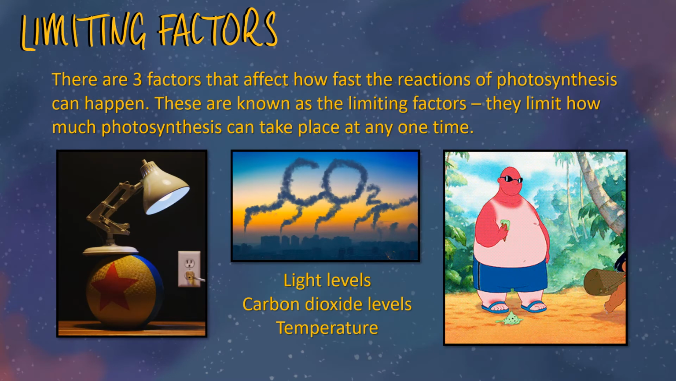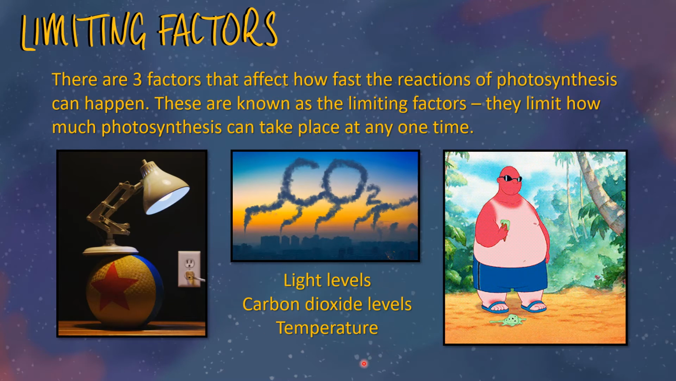Okay, so limiting factors in photosynthesis. There are 3 factors that affect how fast the reaction of photosynthesis can happen. These are known as the limiting factors. They limit how much photosynthesis can take place at any one time. The 3 limiting factors are light, carbon dioxide, and temperature.